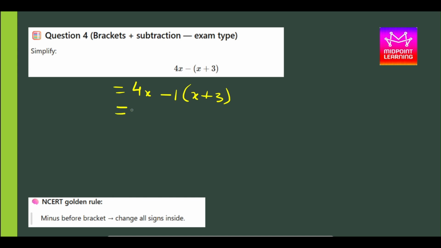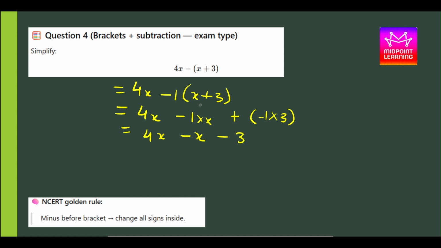So now what does it mean? It means we can multiply minus 1 by all the terms inside the bracket. So when we do that, we will say minus 1 times x, right? And then plus minus 1 times 3. So what will happen? 4x minus x and then minus 3.